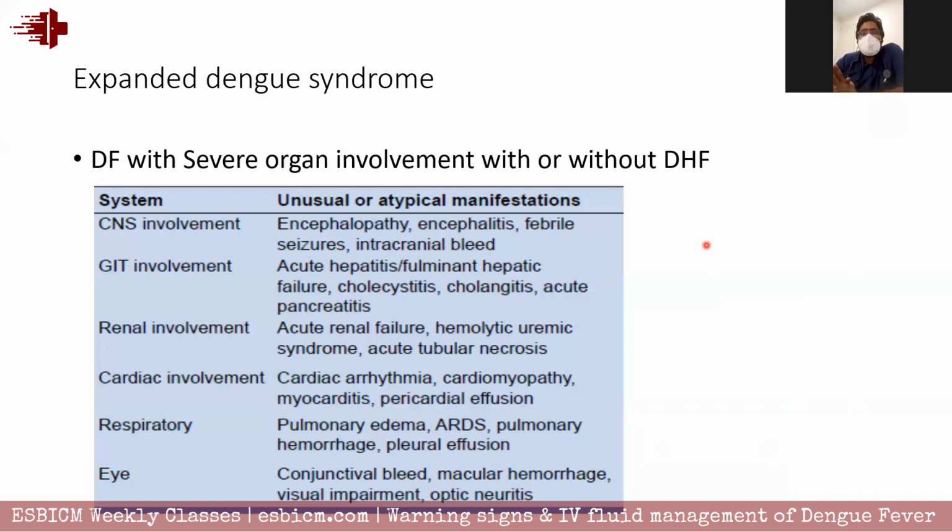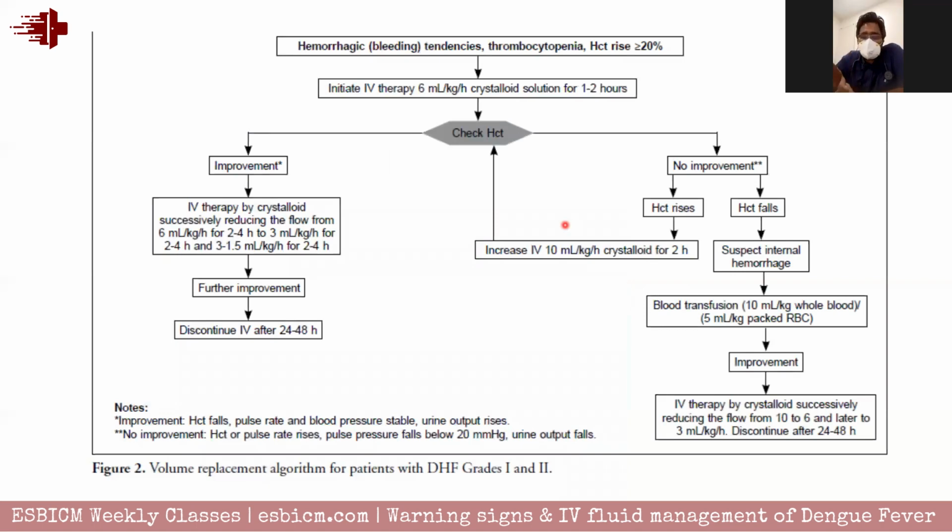So organ involvement, if you go from head down: if it is CNS, it might be with encephalitis, encephalopathy, seizure or intracranial bleed. In the eyes, it is conjunctival bleed, macular hemorrhage, or visual impairment. In the lungs, pleural effusion, ARDS. In cardiac, it is arrhythmia with cardiomyopathy, myocarditis. In renal, it is hemolytic uremic syndrome, acute tubular necrosis, or AKI. So this is the expanded dengue syndrome. Like this, we have classified symptomatic patients into mild, moderate, and severe dengue fever.